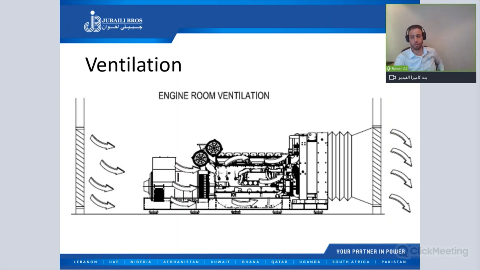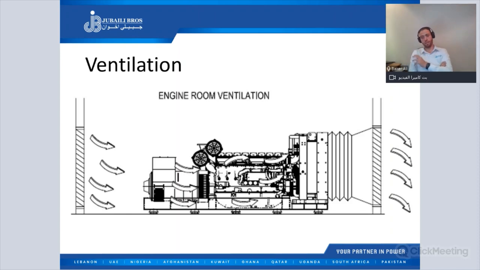In this figure, as we can see, the cooling air is drawn over the alternator, which takes its own cooling system, from this flow. So the flow will come first to the alternator. The alternator will take the air flow for cooling, and the air flow will then pass to the air intake filters, and then to the engine, and then to the radiator and outside the building through the radiator fan.